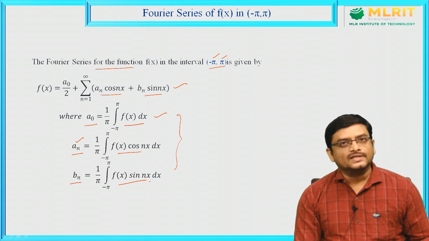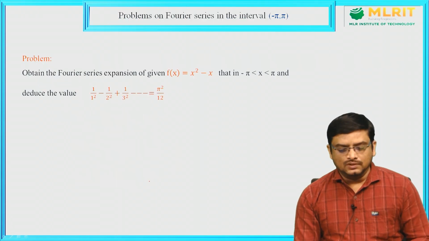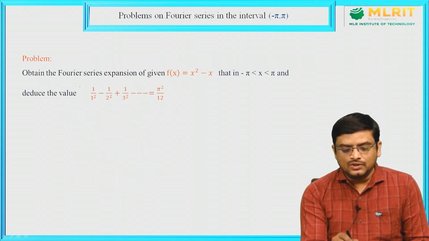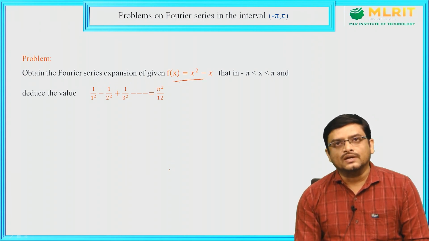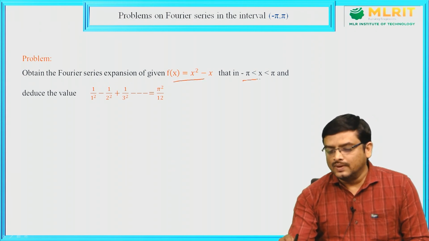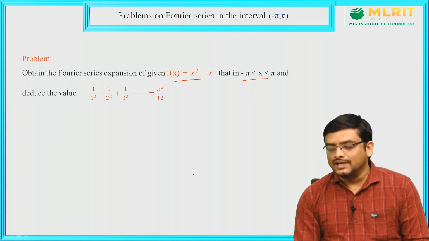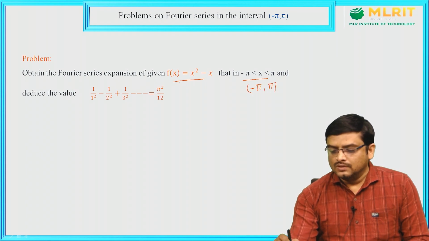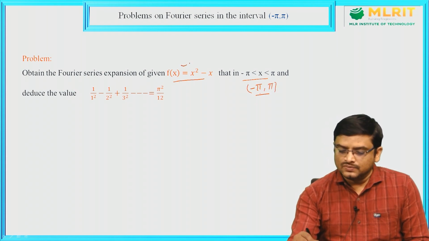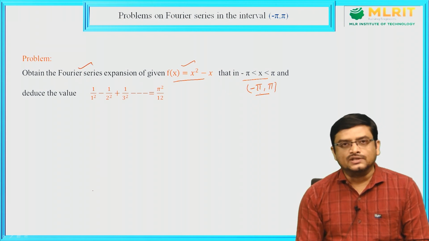Now we will take one example for the function f of x in the interval minus pi comma pi, and then we will see how to find the Fourier series expansion. This is the function given. We have to obtain the Fourier series expansion for f of x is equal to x squared minus x in the interval minus pi less than x less than pi. This also we can take as minus pi comma pi. So in this interval, for this function we have to find the Fourier series expansion.